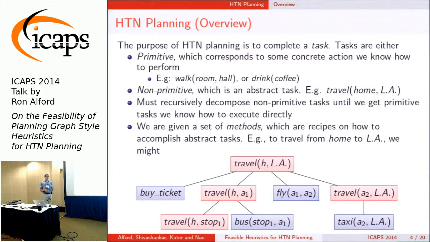We use methods, which are recipes on how to accomplish abstract tasks, to decompose these. So for traveling from home to LA, we might start off and then decompose it into buying a ticket, traveling to the airport, flying between airports, and traveling from the last airport to LA. And notice this is recursive. So we have to decompose the other two travel tasks. And you can go on ad infinitum there.